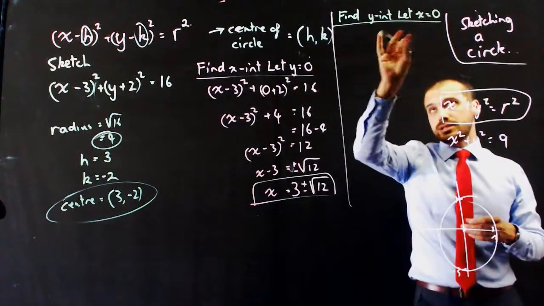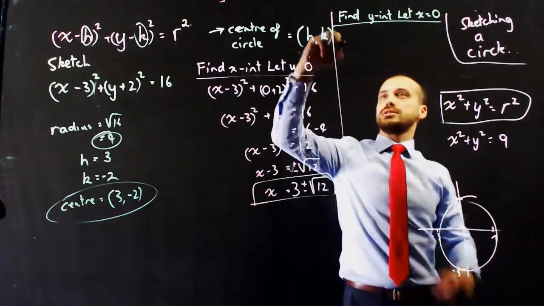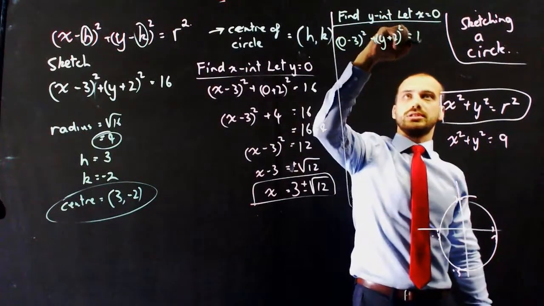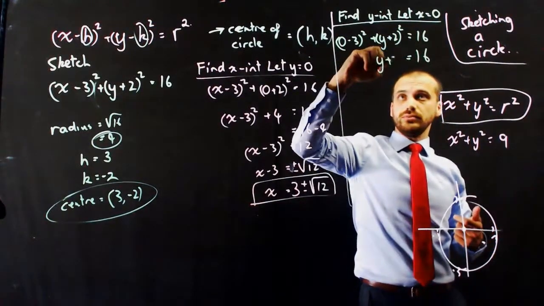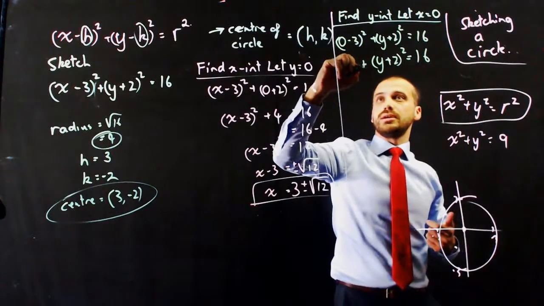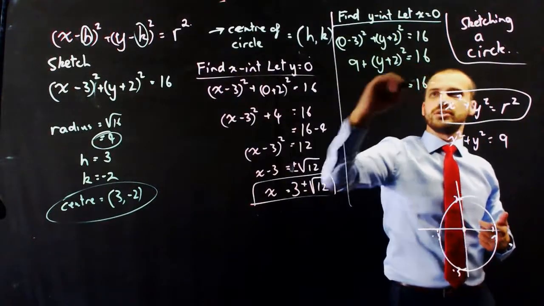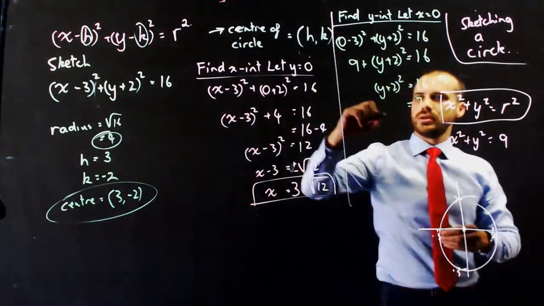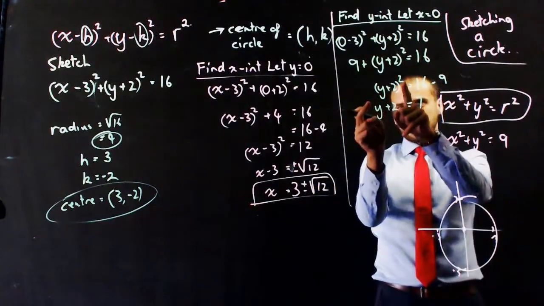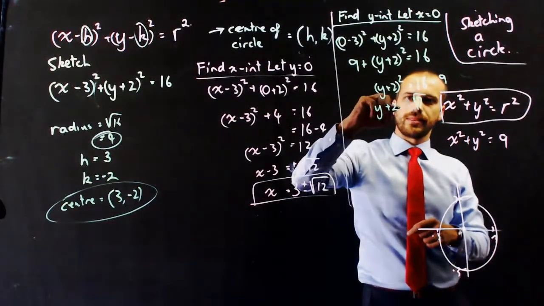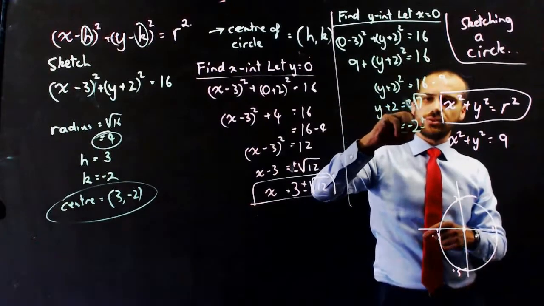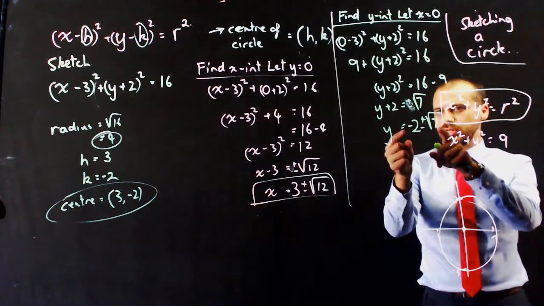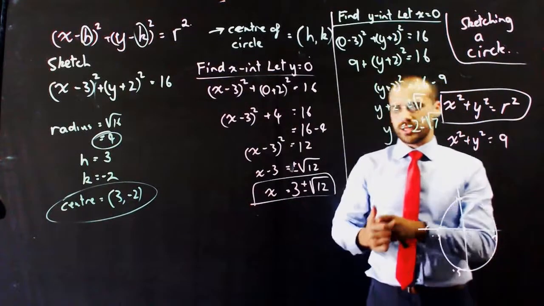Now I can find my y intercepts by letting x equal 0. So in this case, it's going to be 0 minus 3 squared plus y plus 2 squared equals 16. This works the same because negative 3 squared is going to be positive 9. So now I've got 16 minus 9 equals y plus 2 squared. 16 minus 9 is 7. Now, I don't need the squared anymore, so it's going to be plus or minus the square root of 7 equals y plus 2. And now I have y equals negative 2 plus or minus the square root of 7. You can come up with decimal approximations by typing that into your calculator.